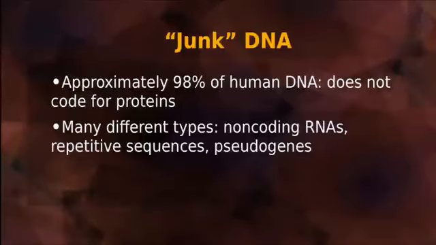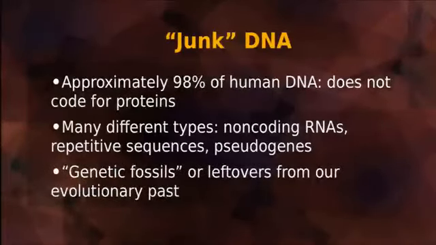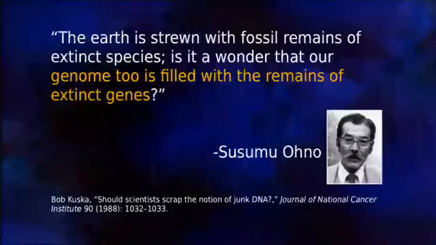And as we saw in an earlier video, they think it's leftovers from our evolutionary past, or a genetic fossil, right? Much like you find fossils in the ground, these are fossils in our DNA. Susumu Ohno, who was a geneticist in the 1970s, was the first one to really coin this term. He said, the earth is strewn with fossil remains of extinct species. Is it a wonder, too, that our genome is filled with the remains of extinct genes? So the thinking was that as we evolved up the evolutionary tree, genetic information that was no longer necessary or useful, like information for a tail or fins from when we were a fish, began to degrade and accumulate mutations. But it's still part of our DNA, we just don't use it anymore.